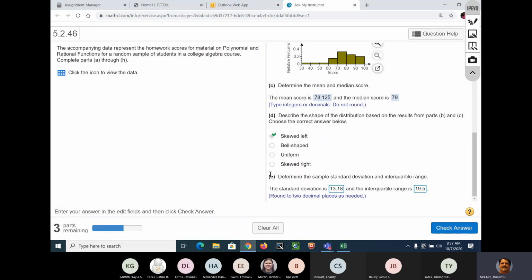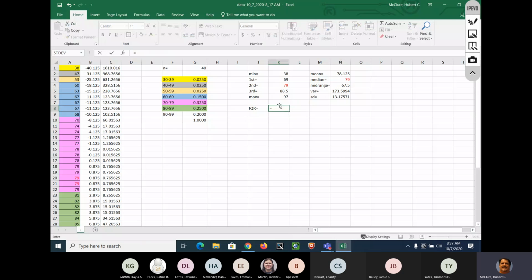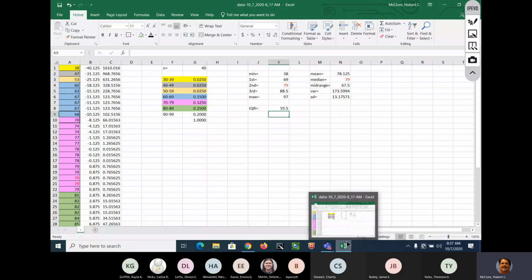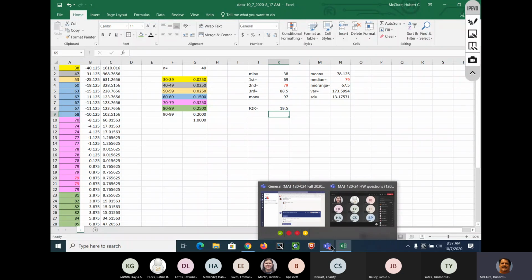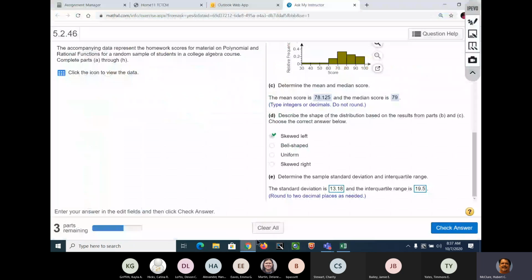Third, 88.5. Let me check it again. Let me go back to my spreadsheet. Interquartile range is equal to the third minus the first. That's what I got. I'm sorry. Maybe there might be a rounding issue since I'm using the handy dandy Excel spreadsheet.